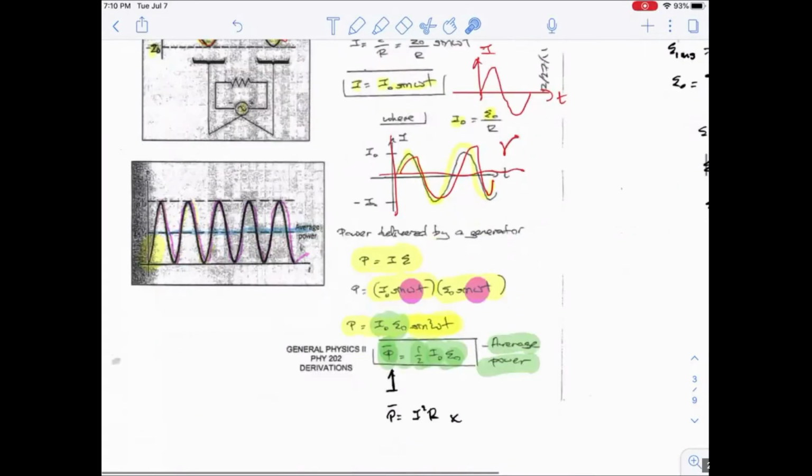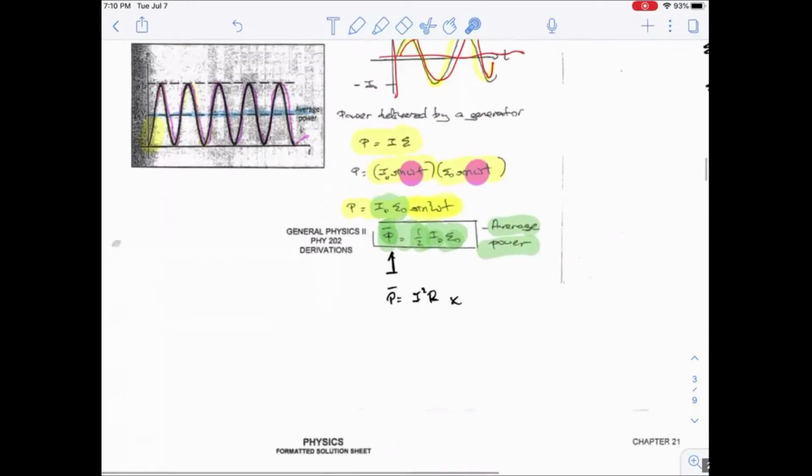So the power company does not charge you for current or voltage. They charge you for the power. That's the reason why it's called power company. All right, so this is the power, which is generated by the power company.